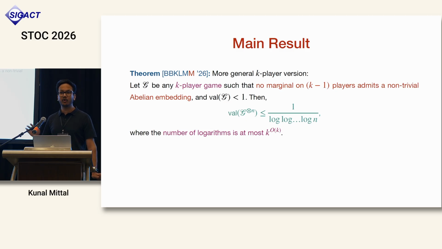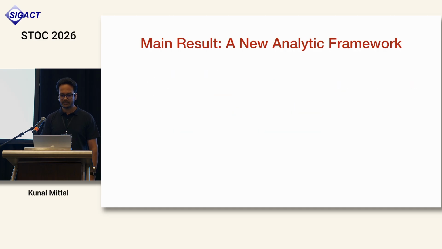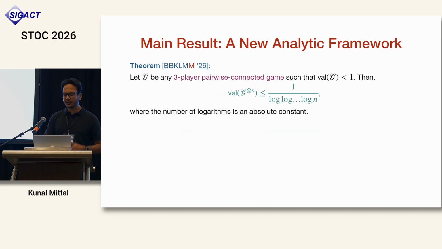And we also have a more general k-player version of the theorem, so I won't go into what it is. It says that instead of pairwise connected, you get this complicated condition saying that no marginal on k minus 1 players admits something called a non-trivial embedding, and the number of logs you get depends on the number of players.